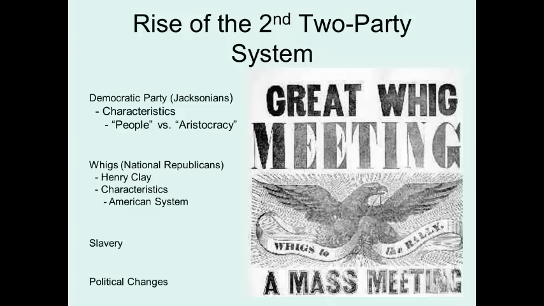This group supported westward expansion. They wanted westward expansion. And the Democrats really courted the common man. They really championed the common man. Opposing Jackson were the National Republicans, who later called themselves the Whigs. So Whigs, National Republicans, same thing. And during this time period, they come to be led by Henry Clay.